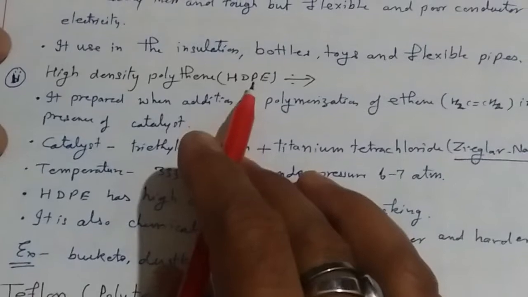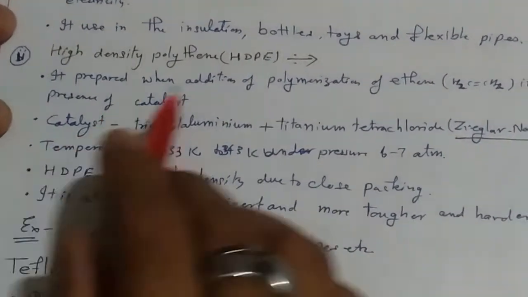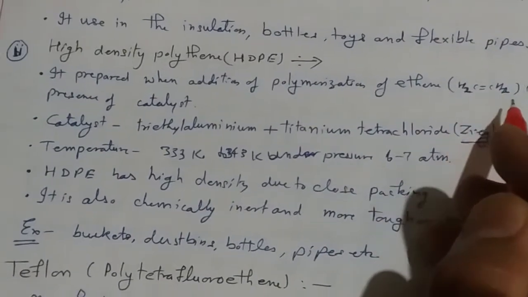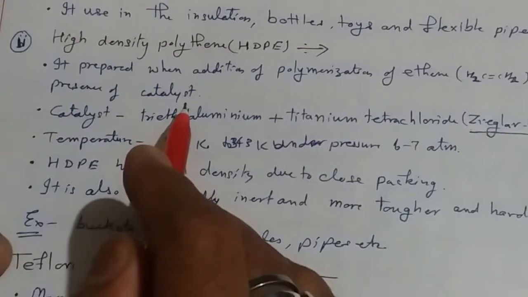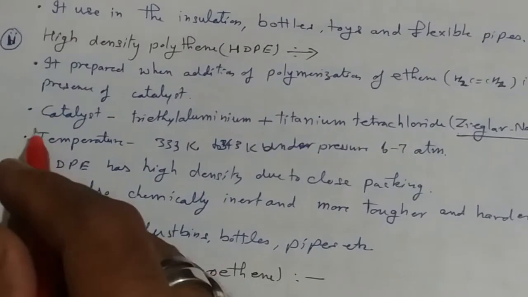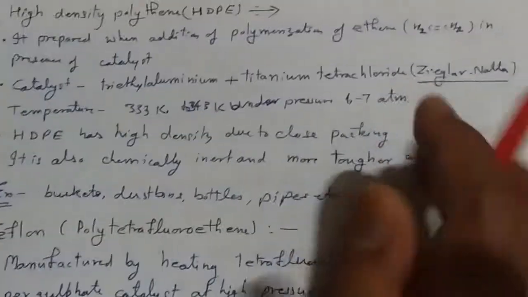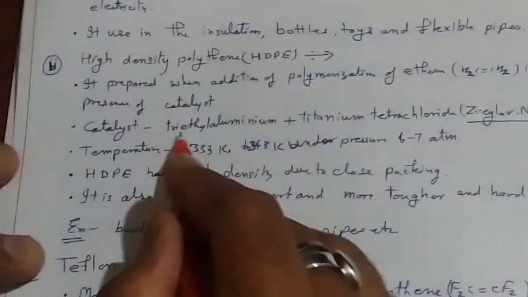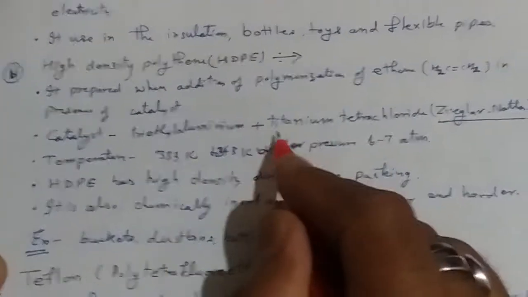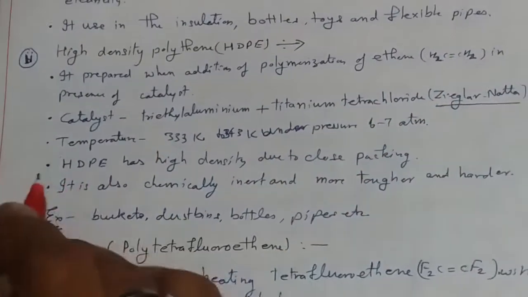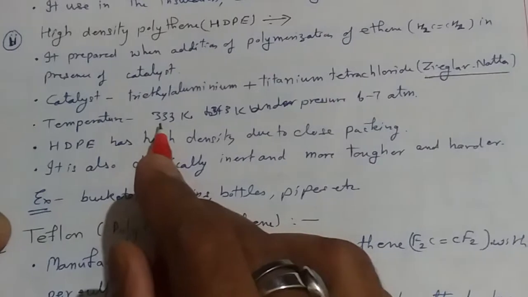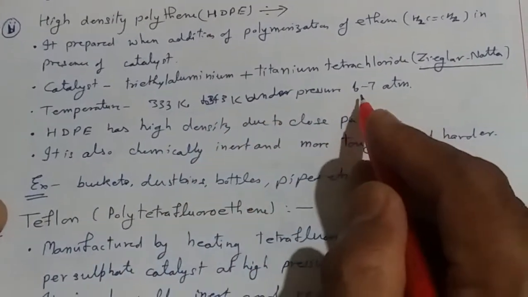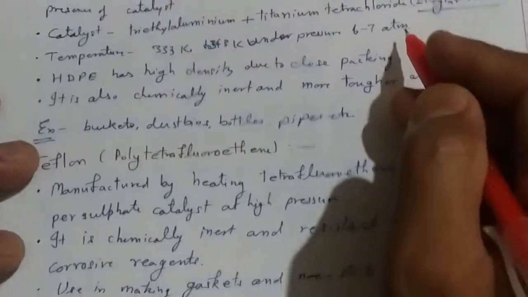Second is high density polyethylene, HDPE. It is prepared by addition polymerization of ethene in the presence of a catalyst. Which type of catalyst is used for HDPE? Here the name is very clear, that is Ziegler-Natta catalyst. Ziegler-Natta catalyst is a combination of triethyl aluminium plus titanium tetrachloride, at temperature 333 Kelvin to 343 Kelvin under pressure of 6 to 7 atmospheres.